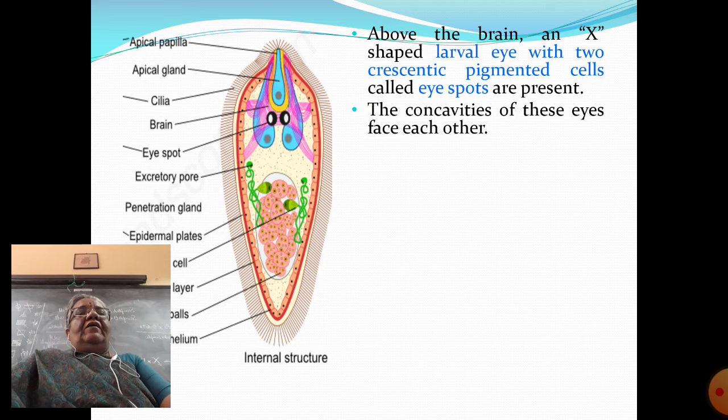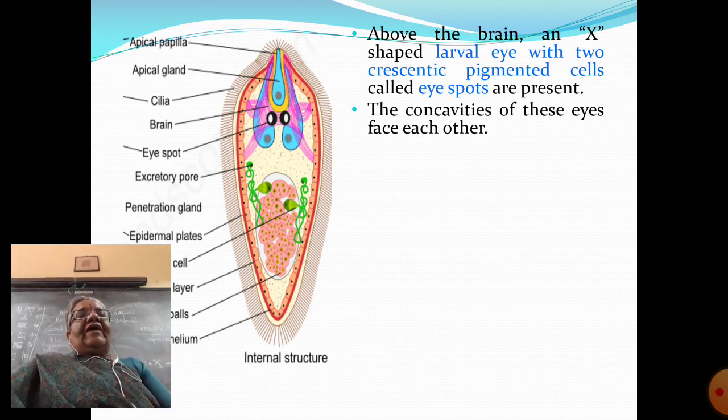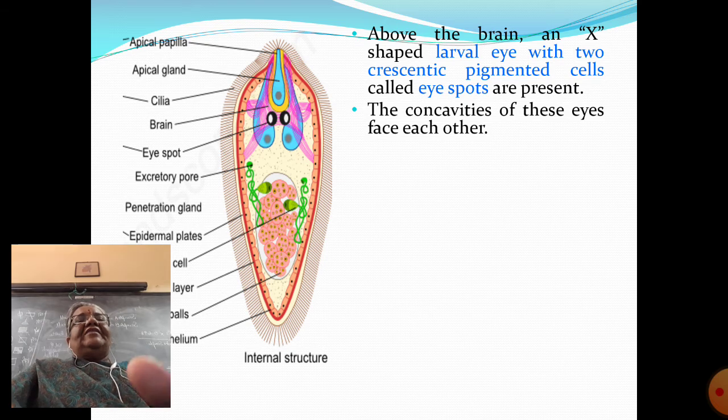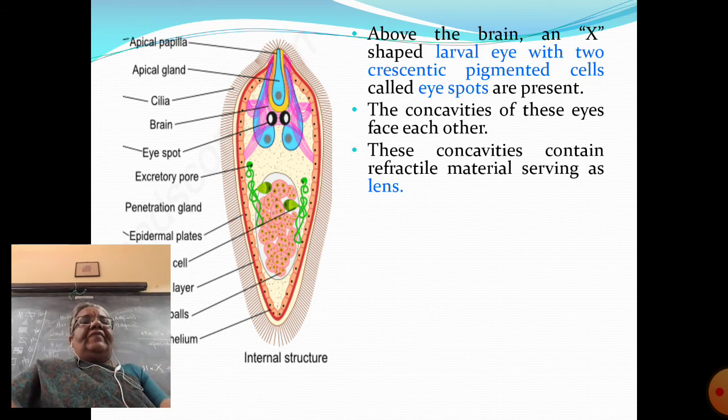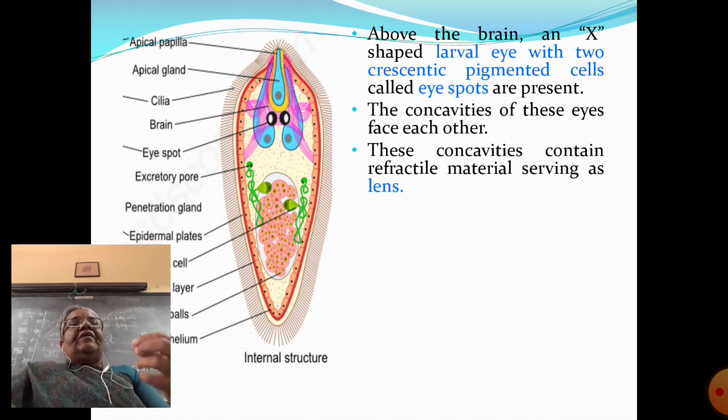Then you can see 2 concavities of these eyes, and they face each other. The concavities face each other. They contain a refractile material that serves as a lens. The concavities contain the lens, which is a refractile material.